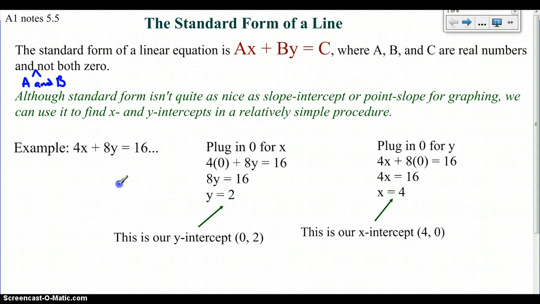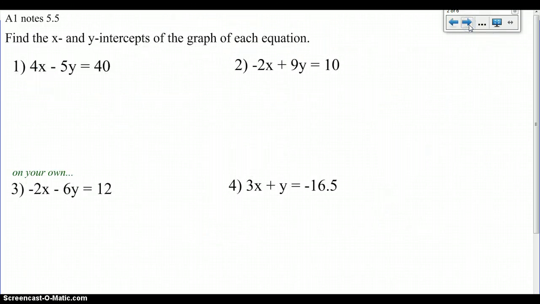Now here's where that mistake was made. On your notes, change this. I had a typo on both of these, but this is actually the y-intercept at the point (0, 2). By the same token, to find the x-intercept, you'd plug in 0 for y, so 4x plus 8 times 0 equals 16, and you can go through and find that 4 would be the x-intercept. Now, as long as you graph those 2 points, you have a line just simply by connecting them.